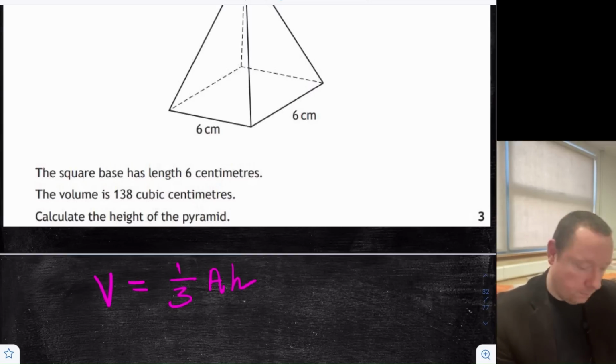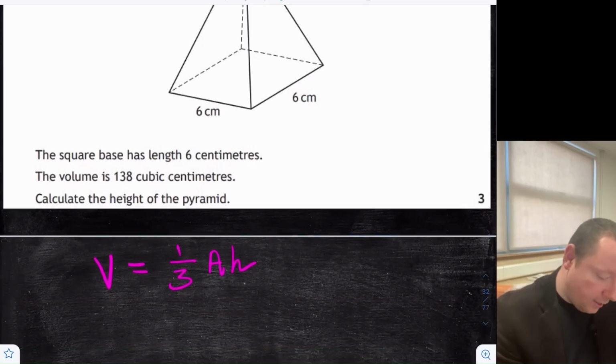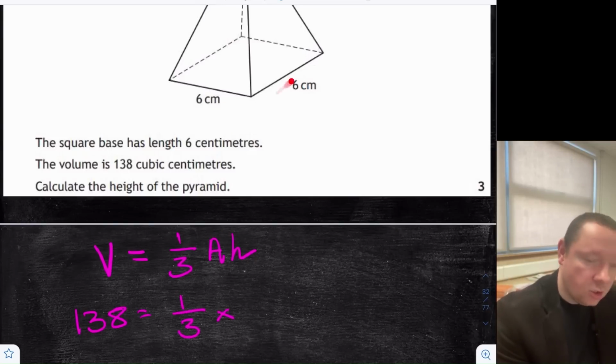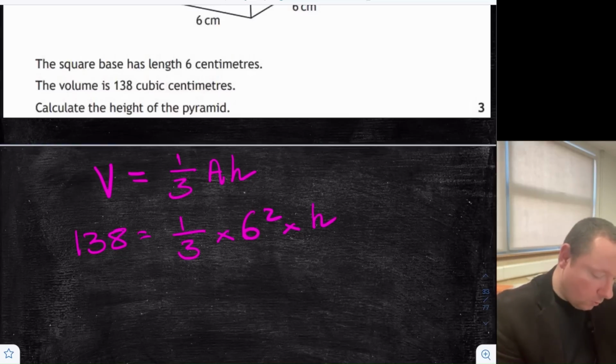Okay, so substituting everything in, I've got 138 on this side equals 1/3 times, now it's a square, so it's 6 squared or 6 times 6. I'll just write 6 squared times the height. Next stage we can do 138 equals 1/3 of 36 times h.